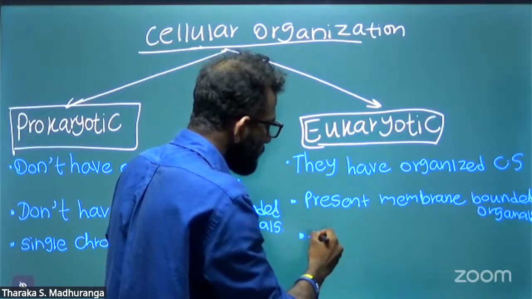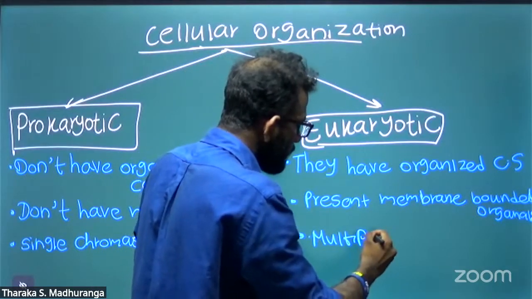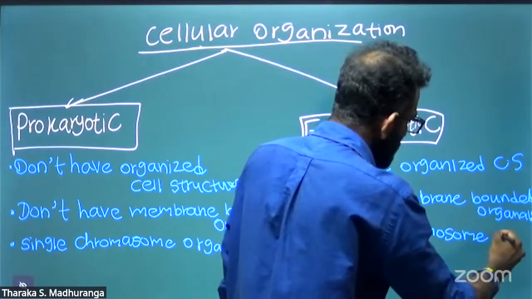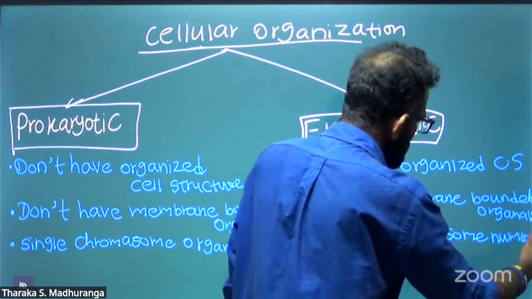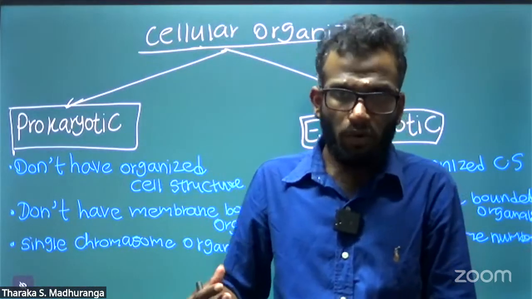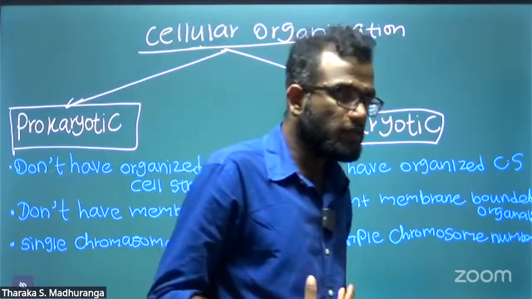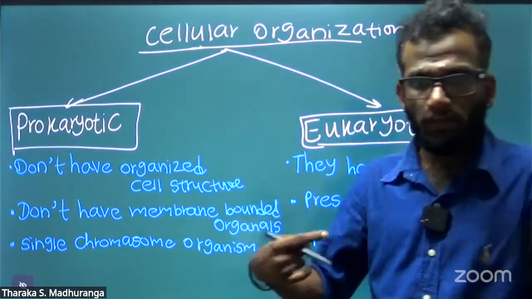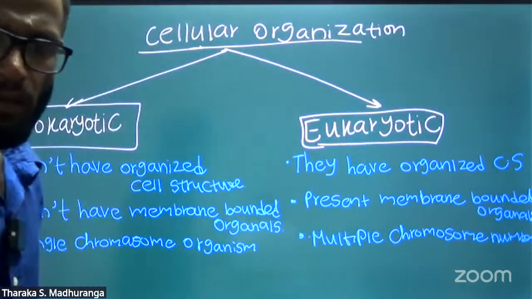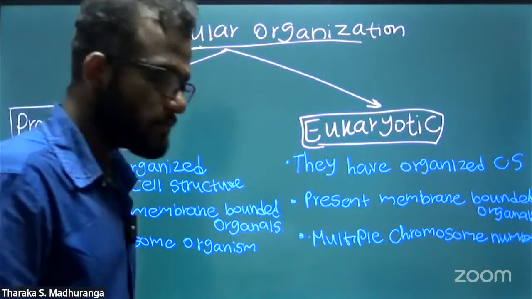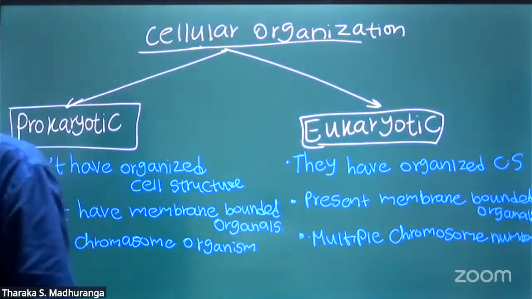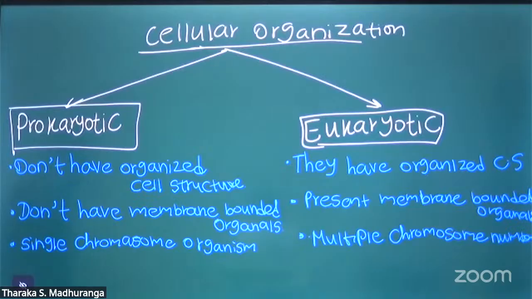But in eukaryotic organisms, there are multiple chromosomes, a multiple chromosome number. We are eukaryotic organisms, you already know. We have eukaryotic cell structure. Then how many chromosomes in humans? Homo sapiens sapiens, how many chromosomes?